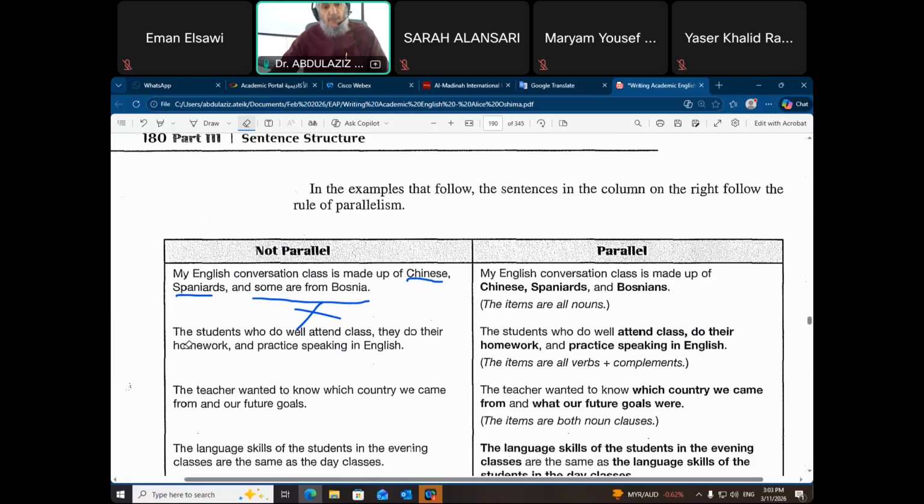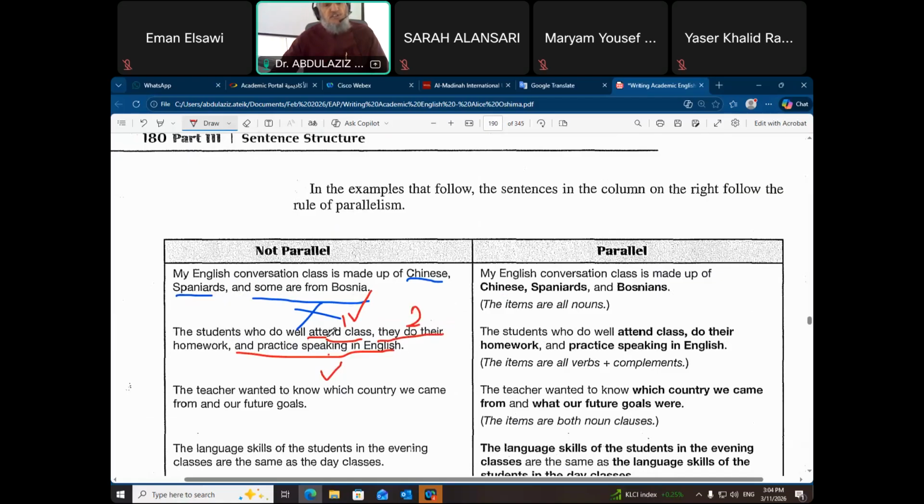Look at the second mistake. The students who do well attend class, they do their homework and practice speaking in English. Look at the order. Number one, they who do well attend class. Number one. Number two, and practice speaking. This is correct. This is correct. The problem is in the middle.